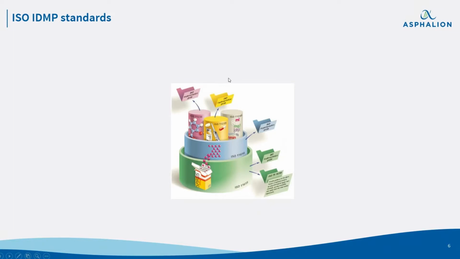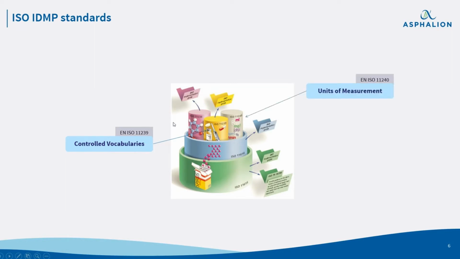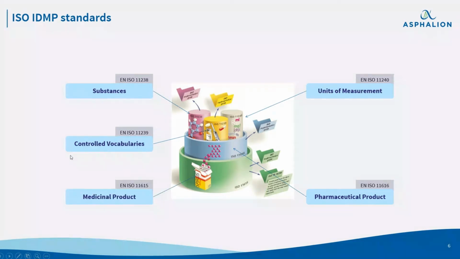So this is a slide that you have probably seen in other webinars. This cake, let's say, that is building ISO IDMP in the different layers. So on a first layer, we will have this standard that is defining how to actually define the controlled vocabularies. Then we have another standard with the units of measurements, another standard with the substances, a different one to define our pharmaceutical products, taking into account the different standards we just described. And finally, we will define our medicinal product.